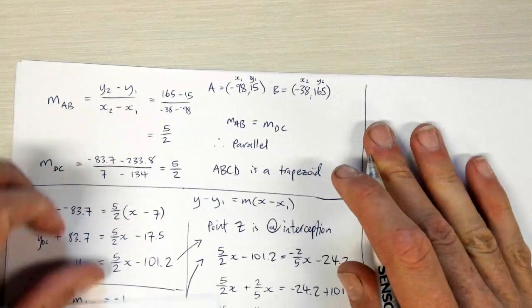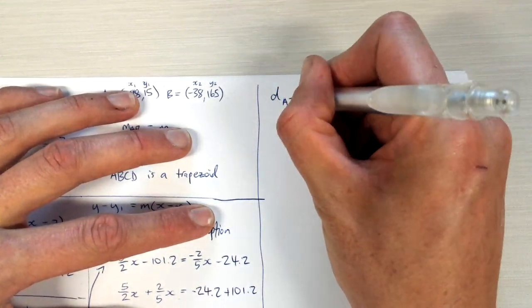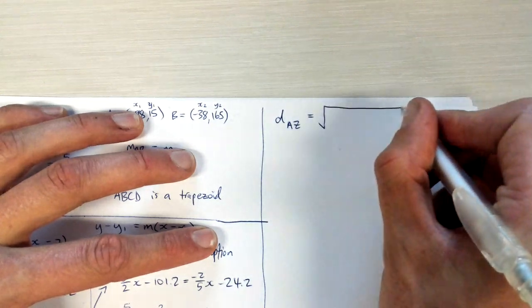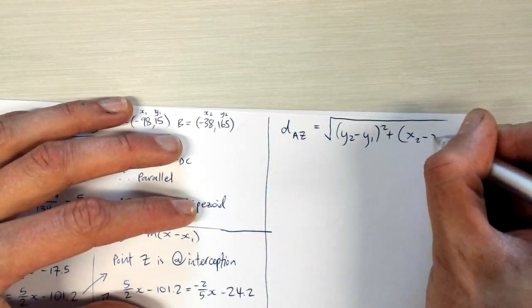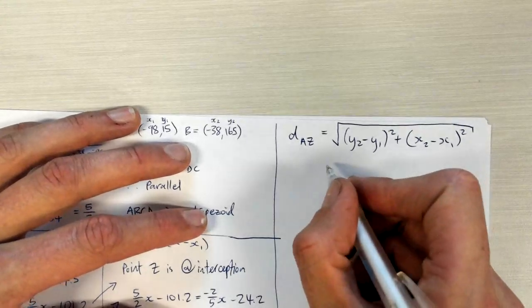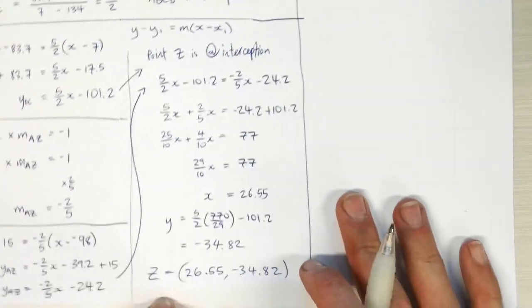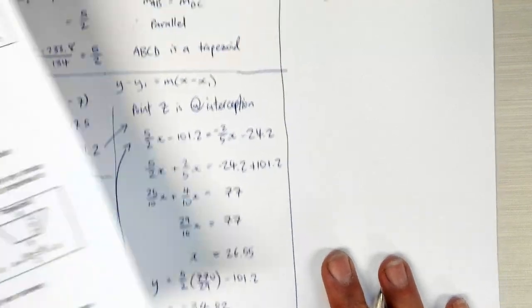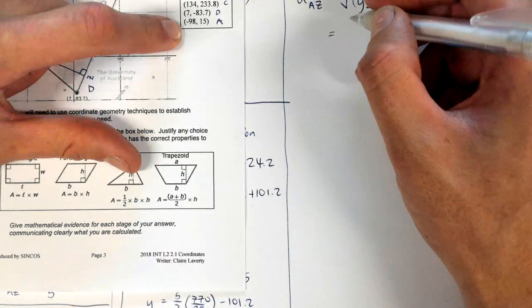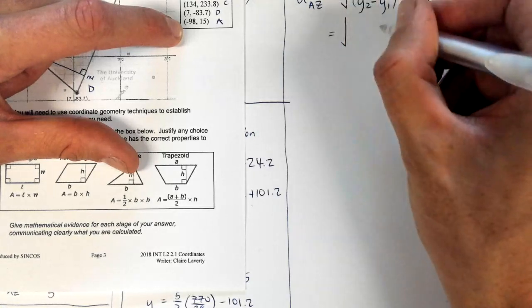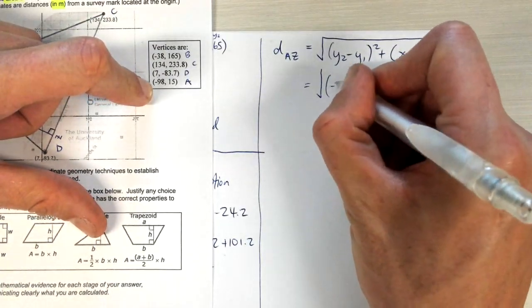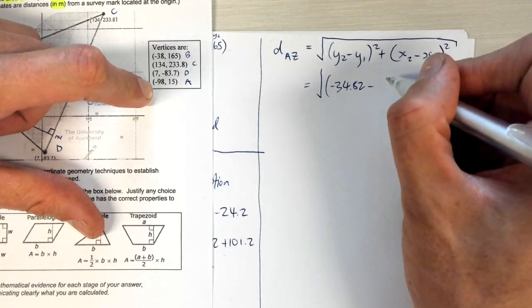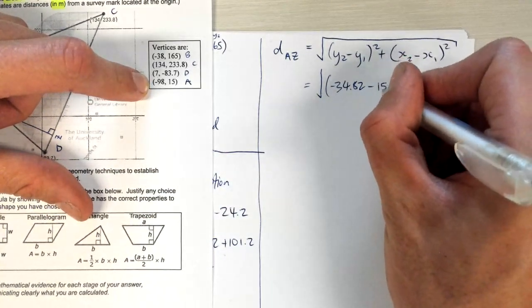So let's do that here. I like to call it DAZ, and the distance formula is square root, and we just do y2 minus y1 squared plus x2 minus x1 squared. Right, so let's just substitute in those values here. We've got Z down here, and we're also going to use A, and we've got A here. Cool. So I'm going to make Z my y2. I'm going to make Z both of the two values. So we have negative 34.82, negative 34.82 minus, and then we get our AY value, 15 squared.